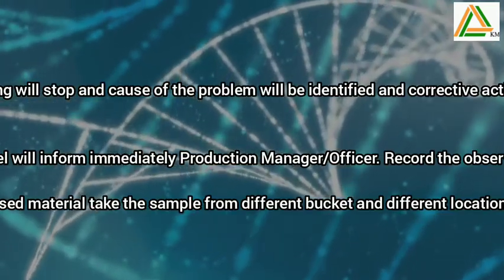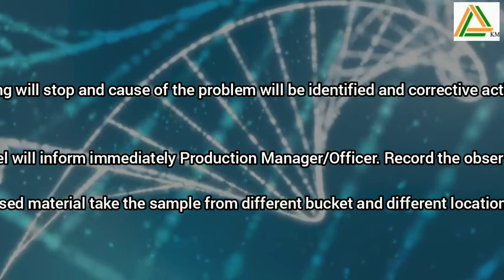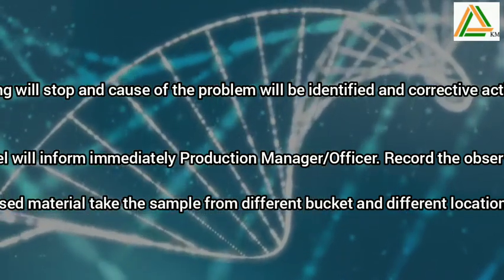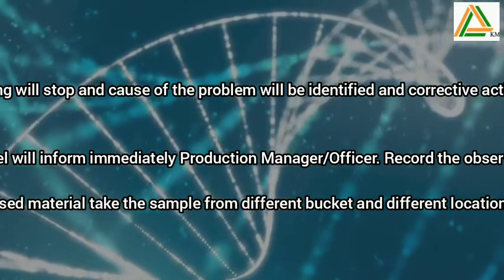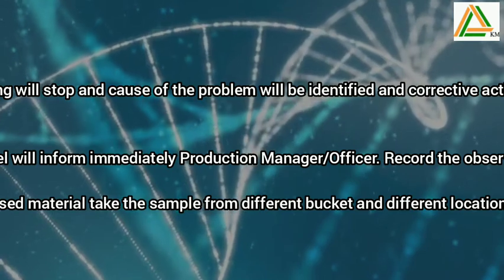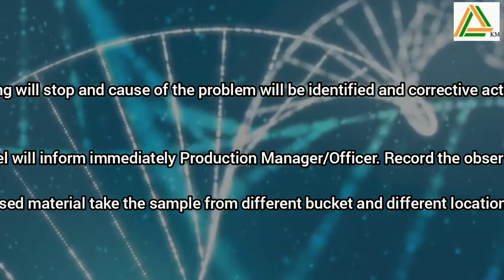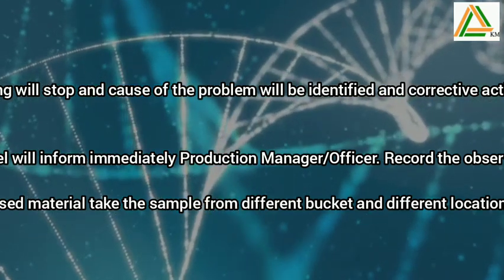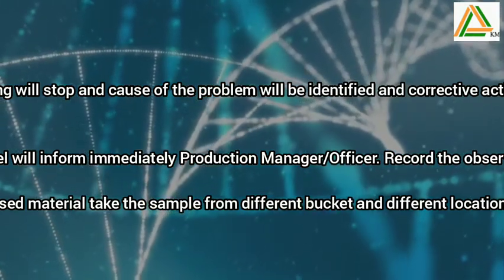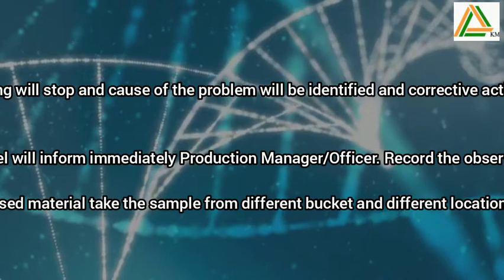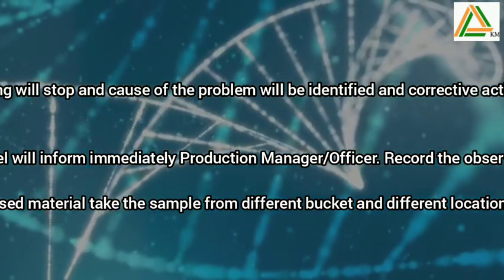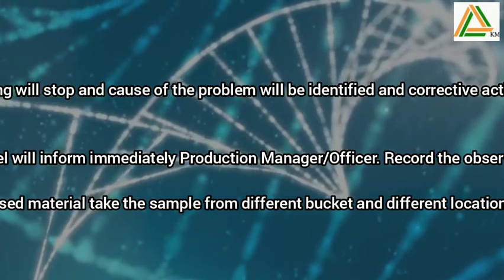6. If the problem is reoccurred, further packing will stop and cause of the problem will be identified and corrective action will be taken by following the step. 7. In case any defect is minor, QA personnel will inform immediately production manager, officer. Record the observations in the compression record of BMR. 8. Increase the inspection scope in compressed material. Take the sample from different bucket and different locations.